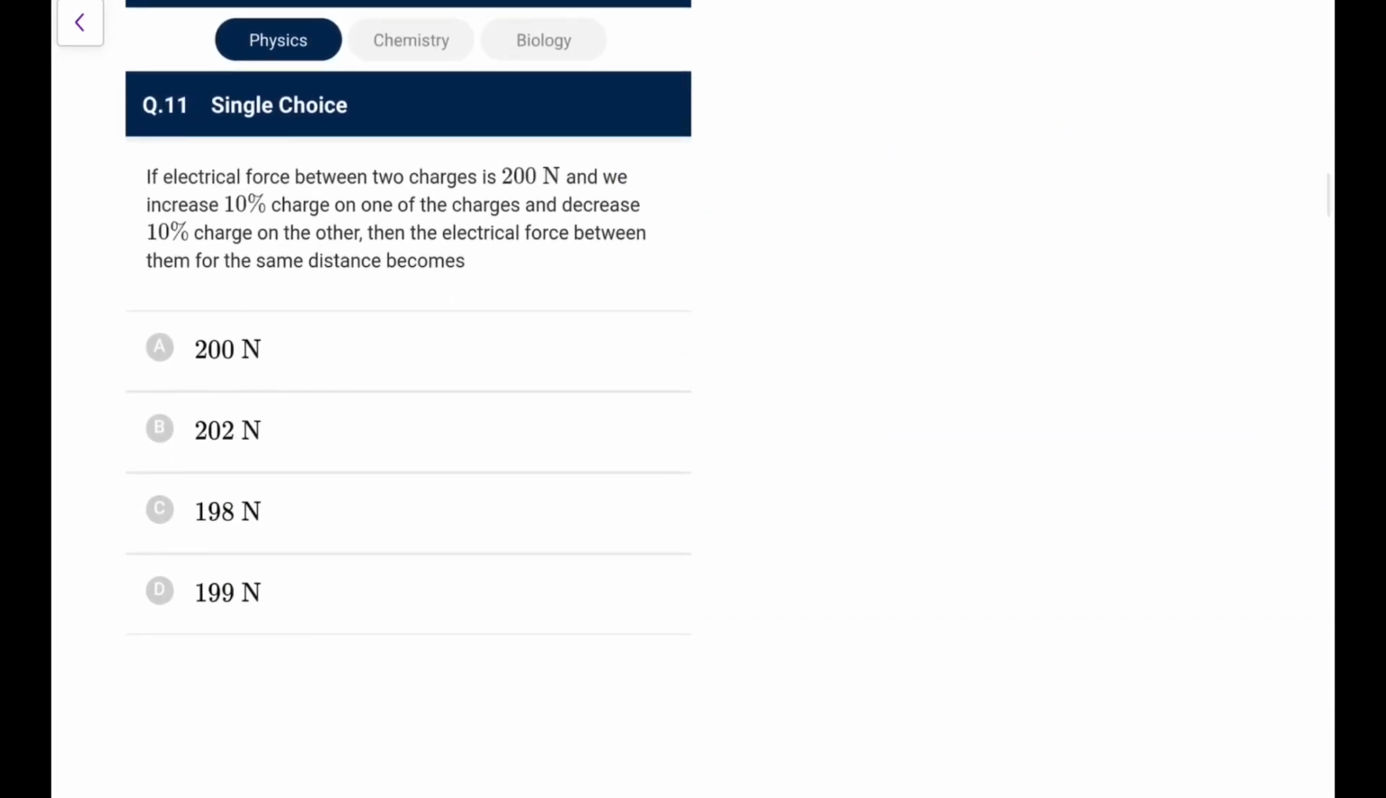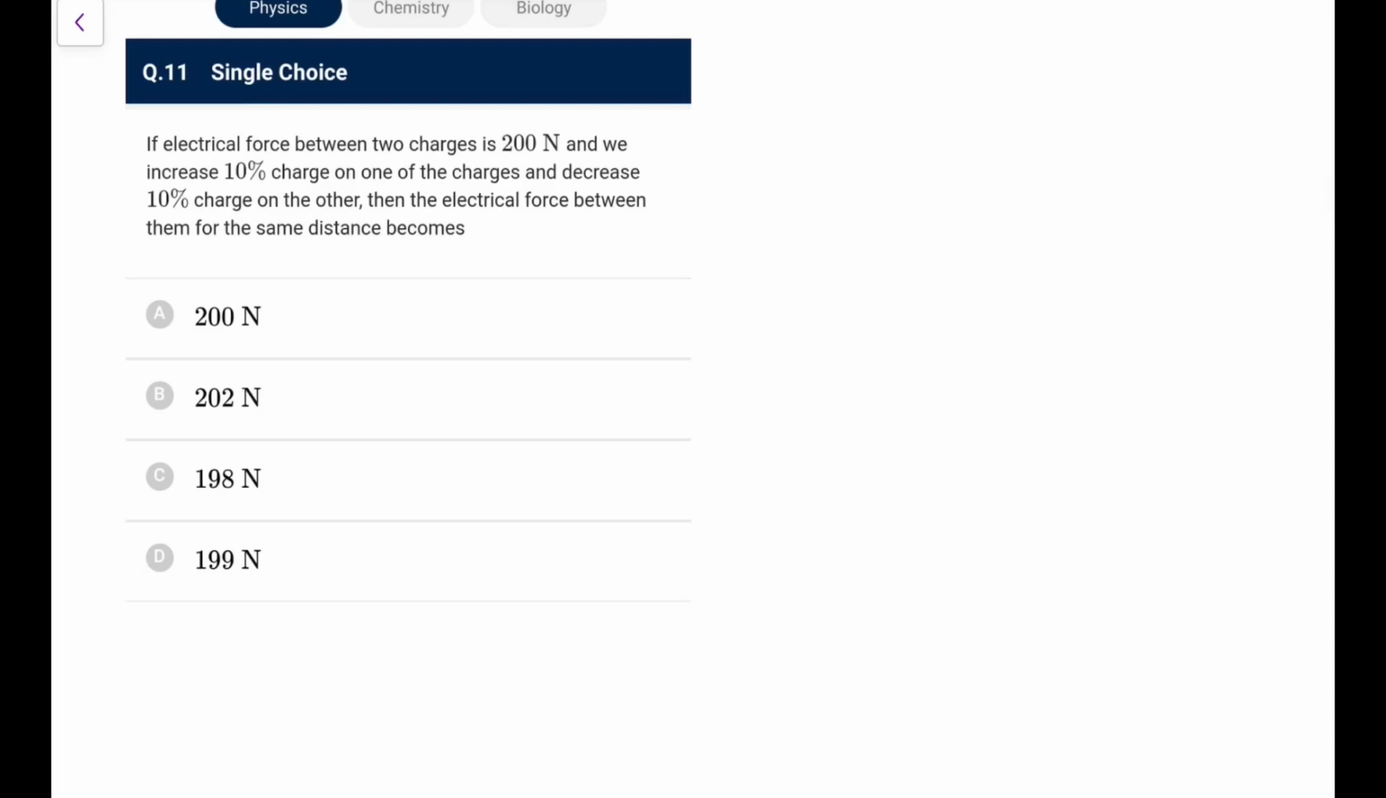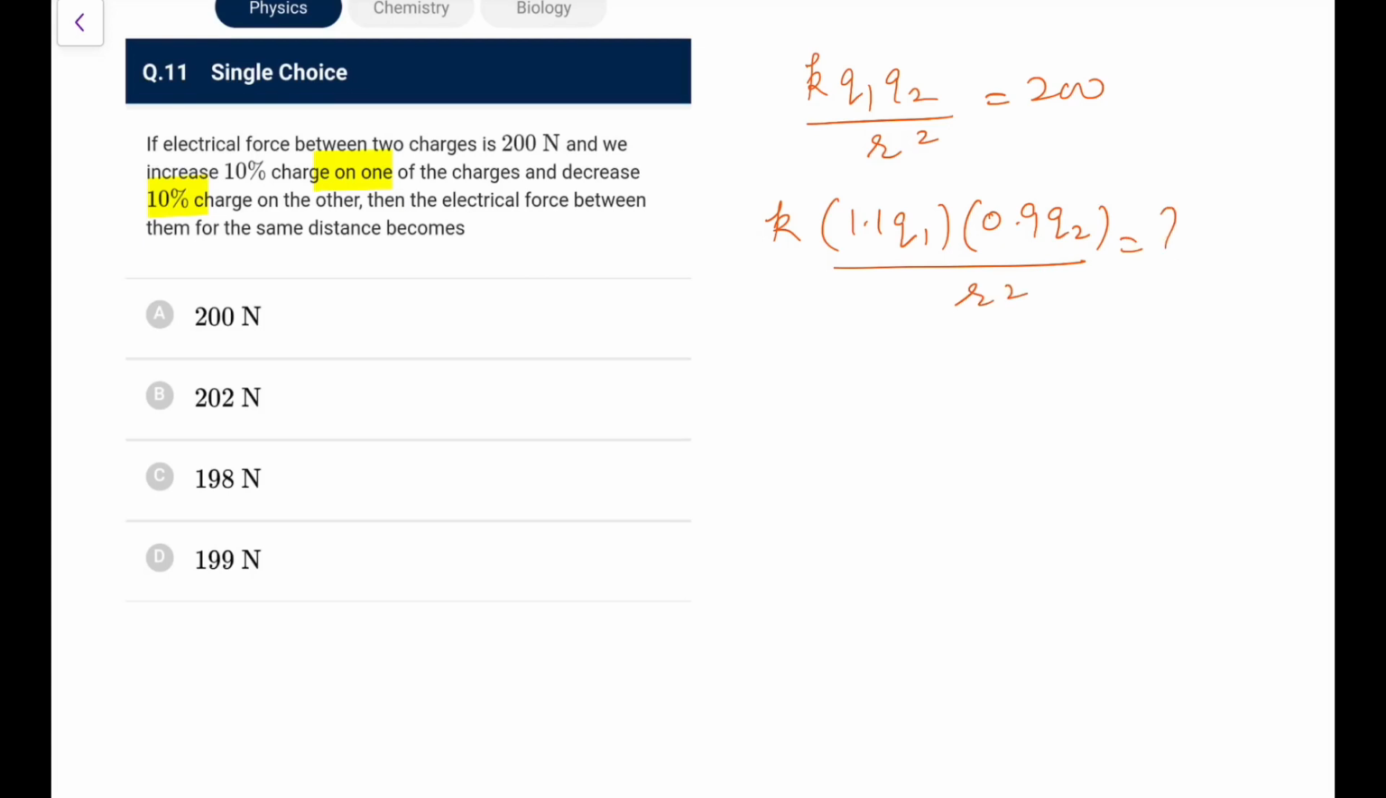Next. An electrical force between two charges is 200 Newton, and we increase the charge on one of the charges by 10% and decrease the other by 10%. Then what would be the force? So K Q1 Q2 by R square was 200. Now let's say Q1 is increased by 10%, so it becomes 1.1 times Q1. It is decreased, so it becomes 0.9 Q2 by R square. So 1.1 into 0.9, 11 nines are 99, that would be 0.99 times this value, which is 200. So 200 into 0.99 is 198 Newton. So overall it has decreased by 2 Newton. So I'll go for option C here.